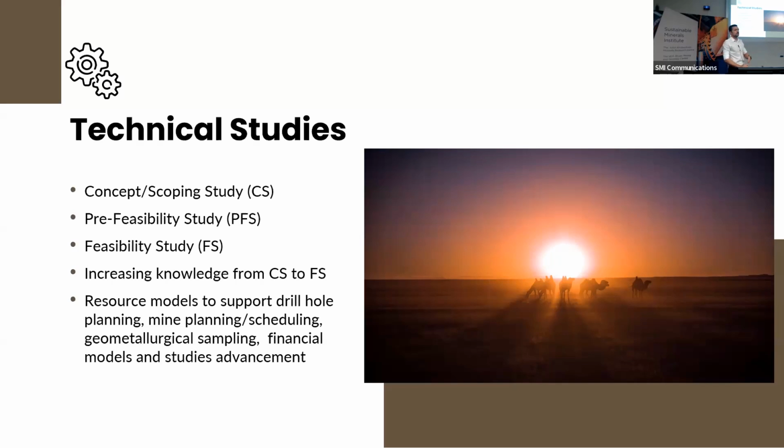But for each one of the updates from the concept study to the pre-feasibility and the feasibility, you have drill hole campaigns, you have sampling, which means that you have a resource model update. So your model changes, but it is very important so you can make the decision out of it. It's very common that you reach a point where the model shows that the project's not economic anymore, so you have to stop, look back, and see if there's anything that needs to be changed.